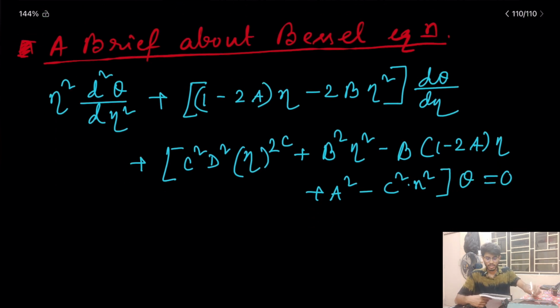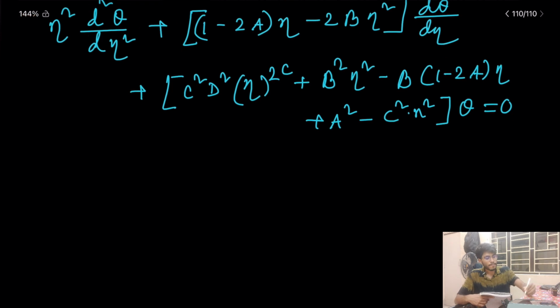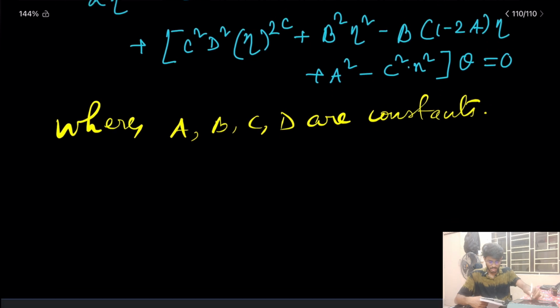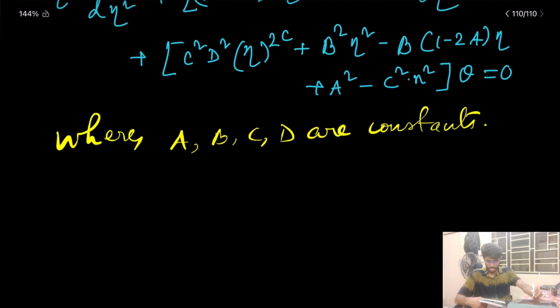Here a, b, c, d are constants. You will get this from any standard book actually, but still. Now you have the solution of the Bessel function like this, where it is written the solutions of the Bessel function.